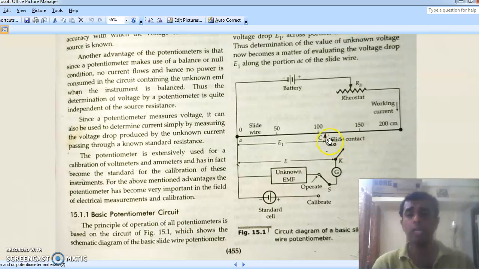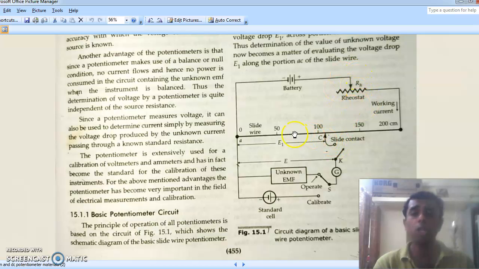Now this is my slide jockey, and here I have my galvanometer. Suppose I close this switch and put it in the operate position, where the circuit is connected to the unknown EMF. This unknown EMF will send some working current through the supply.